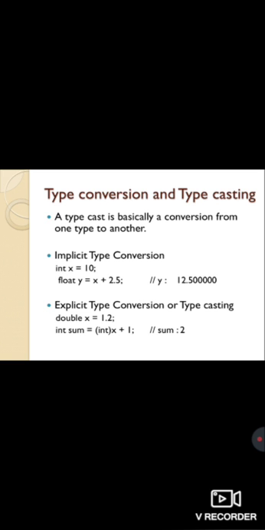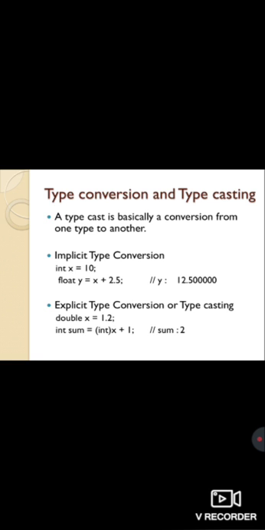Type conversion and typecasting. A typecast is basically a conversion from one type to another. In type conversion, a data type is automatically converted into another data type by a compiler at the compilation time. In type conversion, the destination data type cannot be smaller than the source data type. That's why it is also called widening conversion. One more important thing is that it can only be applied to computable data types.